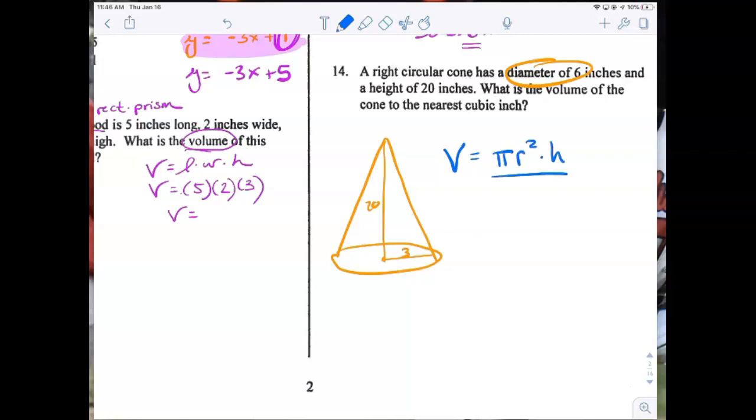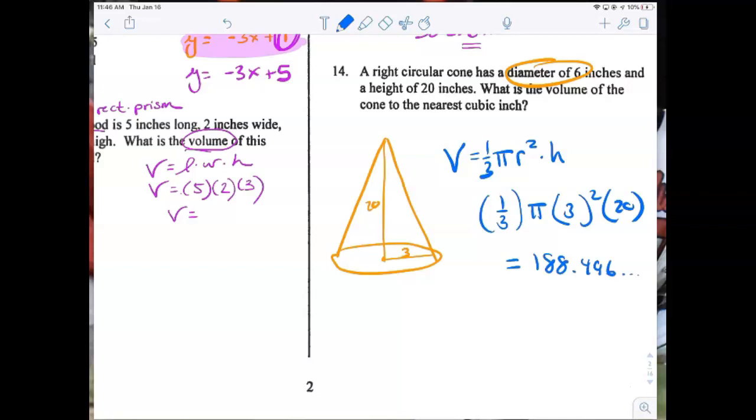Now, I've taught it both ways. Divided by 3. I told my class if it's pointy, you divide by 3. Or the formula sheet itself says 1/3 pi r squared h. So either one's acceptable. We'll leave it like this for now. So if you type this into your calculator, 1/3 pi r squared h, you get 188.49, and it keeps going like this. Be careful. It says nearest cubic inch, 188 cubic inches.